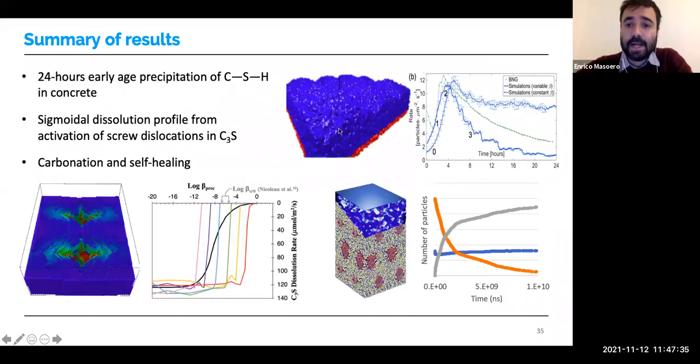I've showed you a few results. I've showed you applications to the dissolution, to the precipitation profile and rate of calcium silicate hydrate in cement, to dissolution, stress-induced dissolution in crystals, again with application to cements, and to the carbonation problem, where I showed you that we can get both chemical information over time, as well as an insight into the development of crystallization pressure and other mechanical properties.